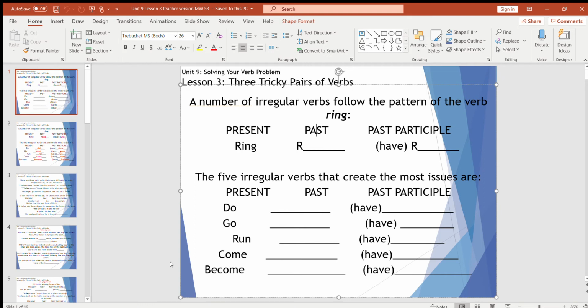In the present you go to school, in the past you went to school, past participle you have gone to school. Present, you run the mile. In the past, you ran the mile. In the past participle, you have run the mile. Remember, the present and past participle match for that one.